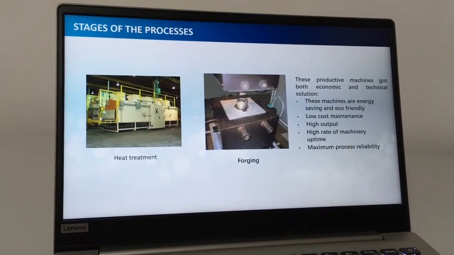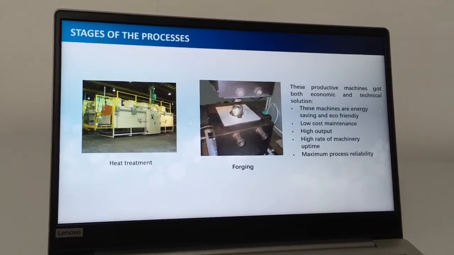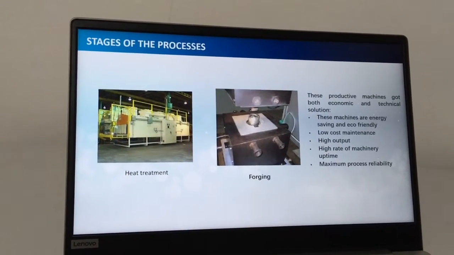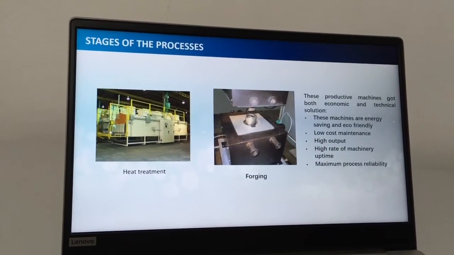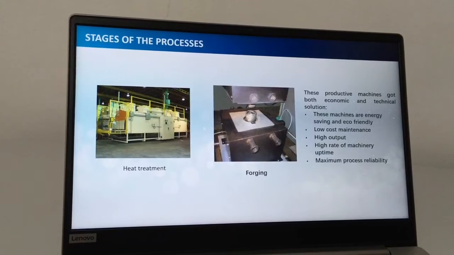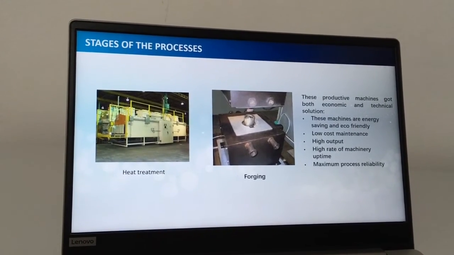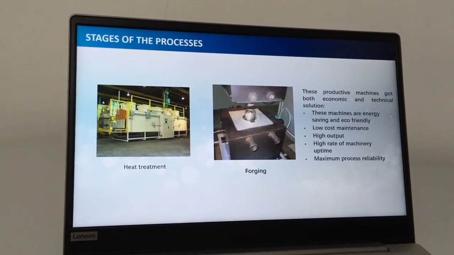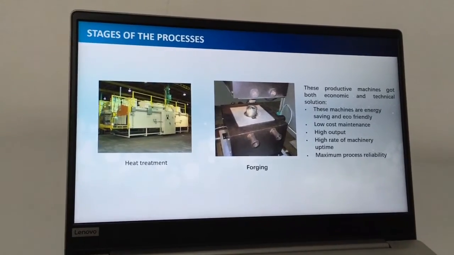These productive machines offer both economic and technical solutions. These machines are energy saving and eco-friendly. They are low cost in maintenance. They have a high output, a high rate of machinery uptime, and maximum process reliability. So that's all for the manufacturing process.